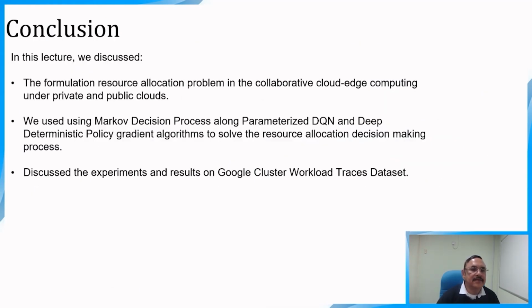So, conclusion: in this lecture we discussed the formulation of a resource allocation problem in cloud edge collaborative computing using private and public clouds. We have presented the problem formulation of the resource allocation problem in collaborative edge cloud computing using a Markov decision process, along with the parameterized DQN and the deep deterministic policy gradient algorithms of reinforcement learning to solve the resource allocation problem as a decision problem. We have also briefly covered the Google cluster workload traces data sets.